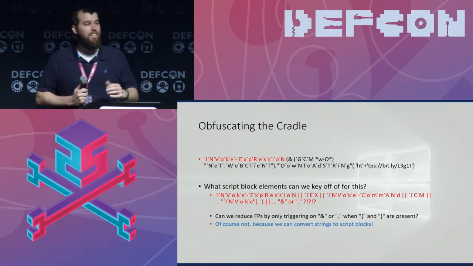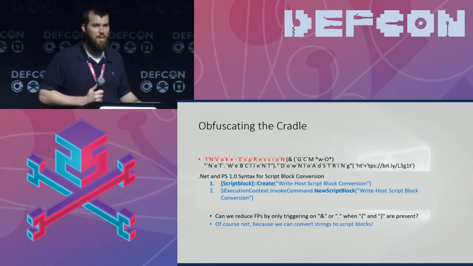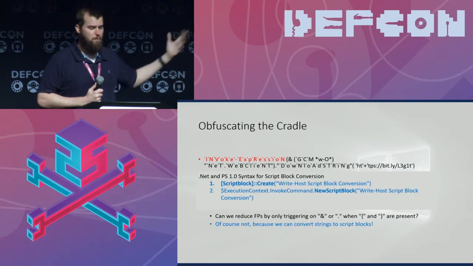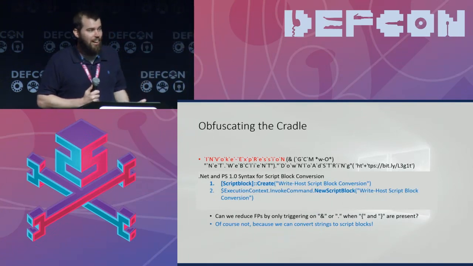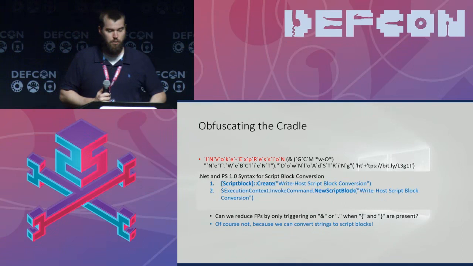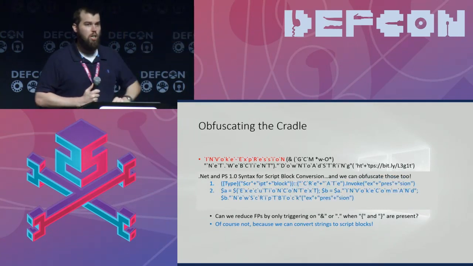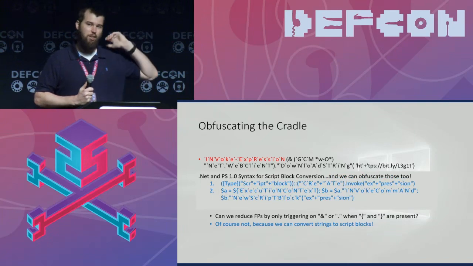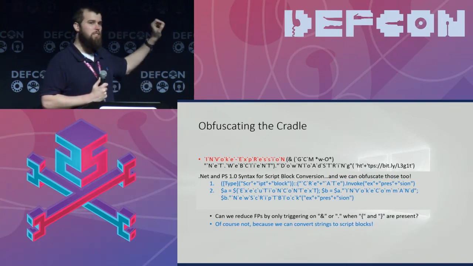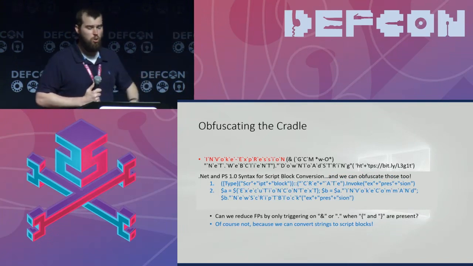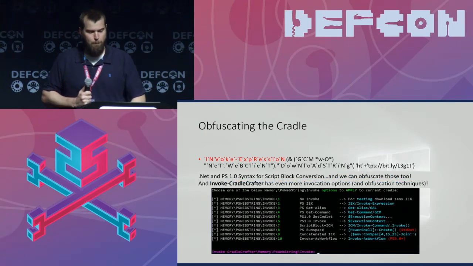Because you can convert an expression to a script block. And here's two examples of that using the ScriptBlock class and create method, or again, execution context PowerShell 1.0 syntax for the new ScriptBlock method. And you can obfuscate all these just like we've been doing all along. So every single layer can be obfuscated to the extreme, and it sticks. That obfuscation is there in the command line arguments and also in ScriptBlock logs.